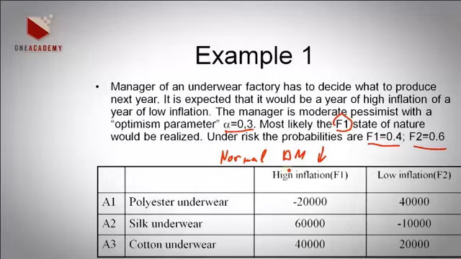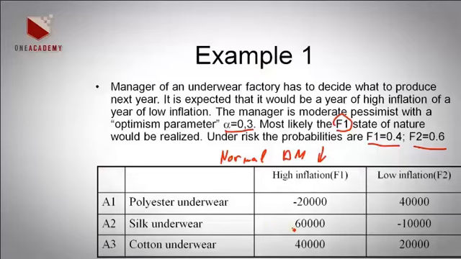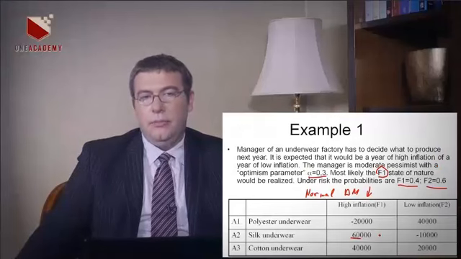Under risk and uncertainty, first of all, the Wald decision rule: we take the worst possible case every time. Whatever I decide, the worst would happen. The worst here is minus 20, minus 10, and 20, and the best out of this worst is 20. So cotton underwear would be the best alternative in this case. Then the totally optimistic rule: I take the best out of the best, and the best out of the best is 60. So in this case, silk underwear would be the most suitable.